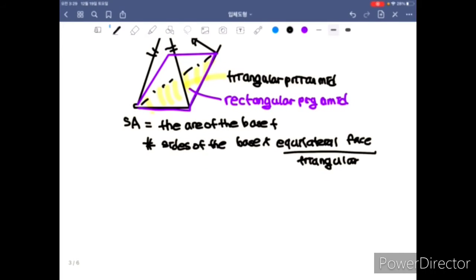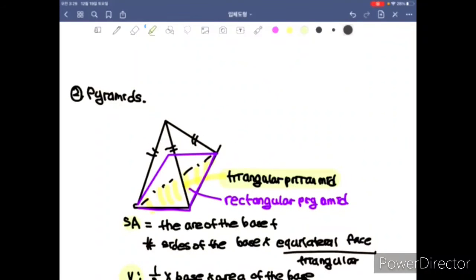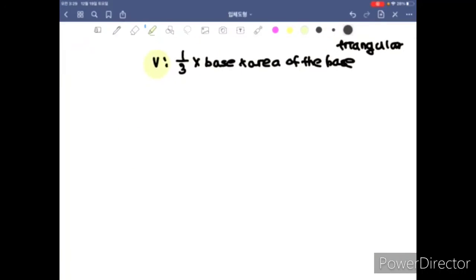Now, the volume is 1/3 times the base times the area of the base. We only have to remember this information about the surface area and the volume, and that it is named by its base and that it is a pyramid.